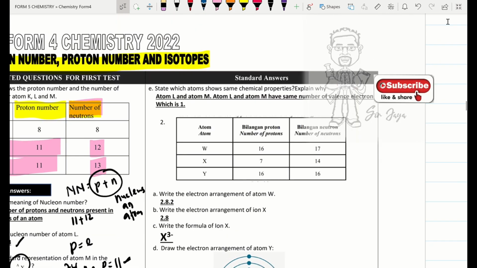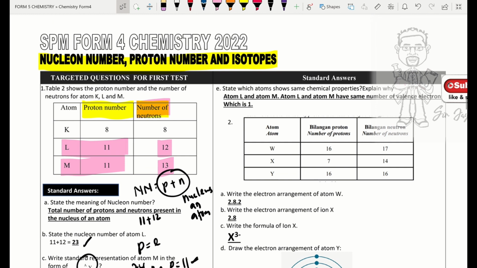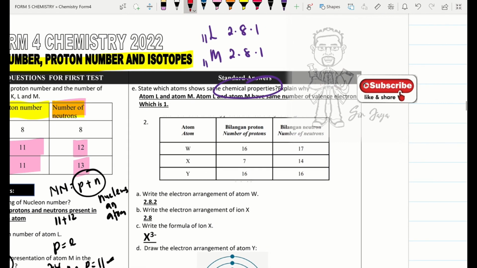For E, state which atoms show the same chemical properties. So atom L and atom M. I take L, proton number 11, M, proton number 11. We do the electron arrangement: 2.8.1, 2.8.1. Always remember, the chemical properties of an element are determined by the valence electrons. When these two atoms have the same number of valence electrons, therefore atom L and M show the same chemical properties.